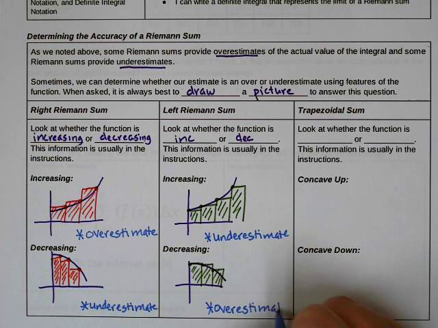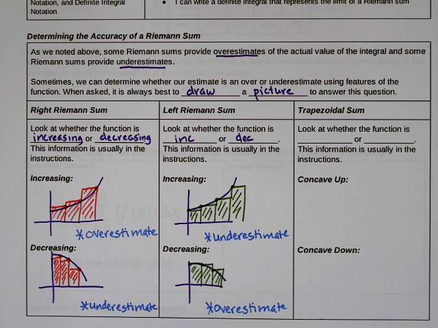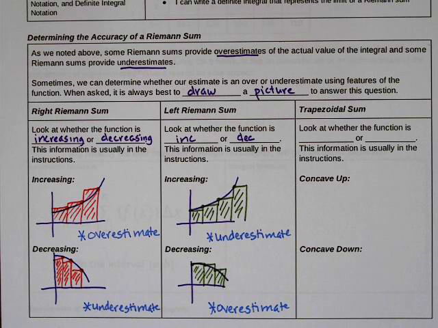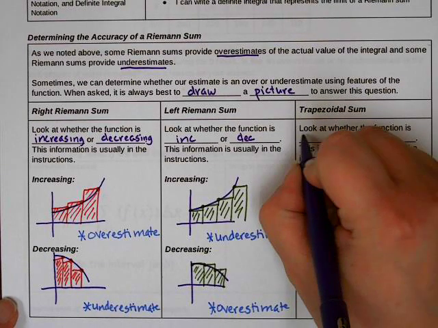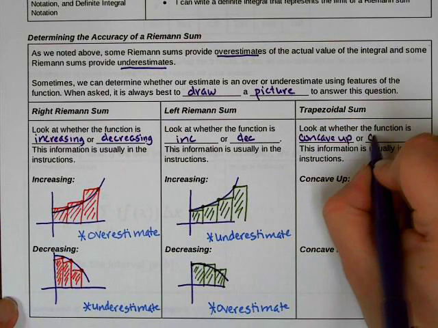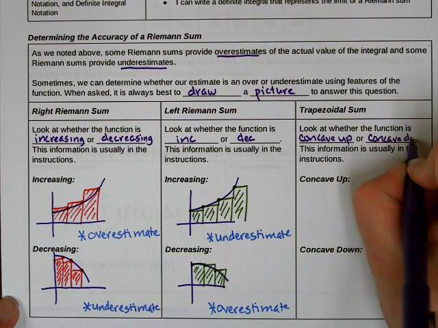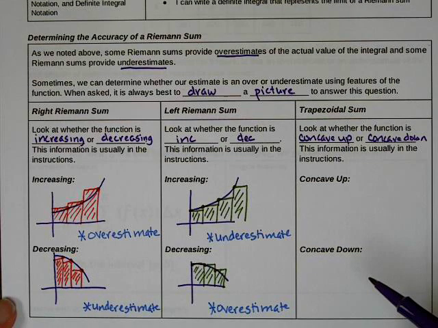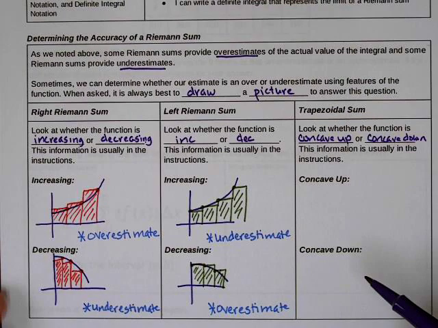But you can see how these pictures clearly help us decide whether it's an over or underestimate. Don't try to memorize anything, just draw yourself a quick picture and draw a couple rectangles to be able to make that decision. The last type we've got is the trapezoidal sum. Now we need to look at whether the function is concave up or concave down, because that will help us determine whether the trapezoidal sum is an over or an underestimate.